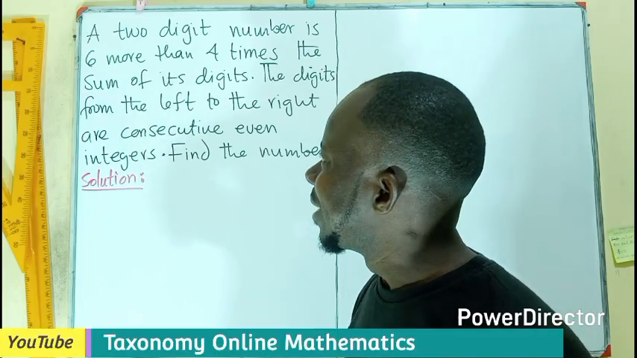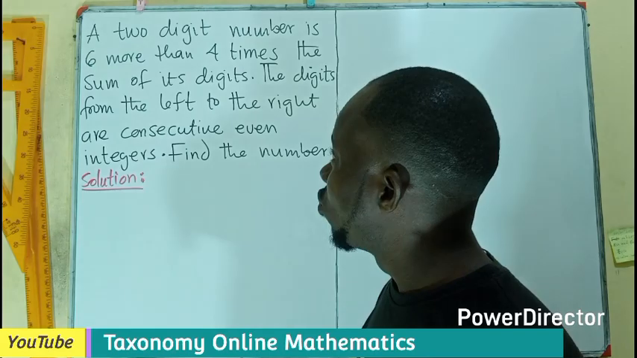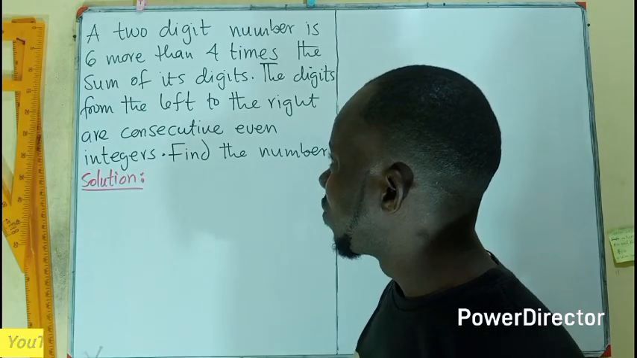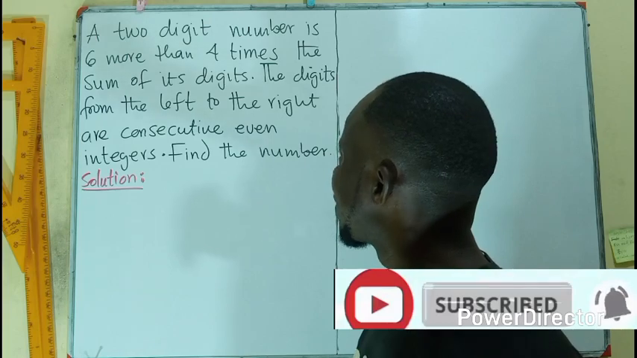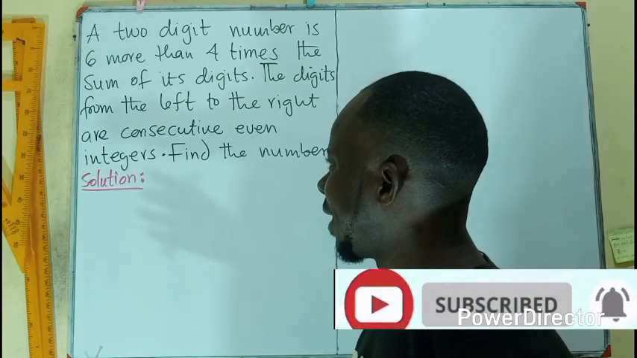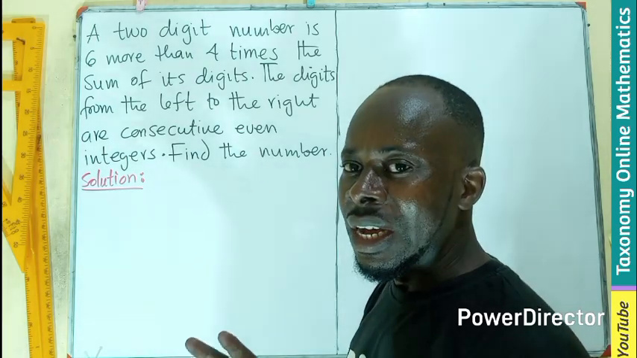Hello, welcome. We are having a question that is a word problem. A two-digit number is 6 more than 4 times the sum of its digits. The digits from the left to the right are consecutive even integers. We have to find those numbers.